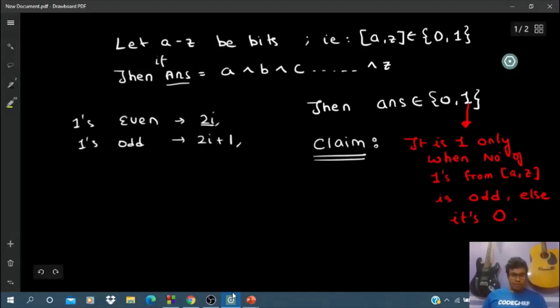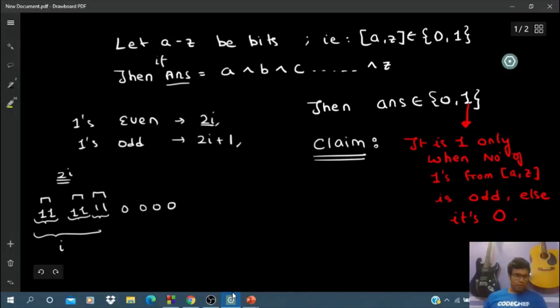So let's talk about the case when the number of ones is even. For the 2i bits, since we've talked about how the order doesn't matter, I'm going to write these ones together and group them in groups of 2. So we'll have i of these groups present and the rest will be zeros. And I'm going to XOR each of these pairs that I've made: 1 XOR 1, 1 XOR 1, for all the i groups present.